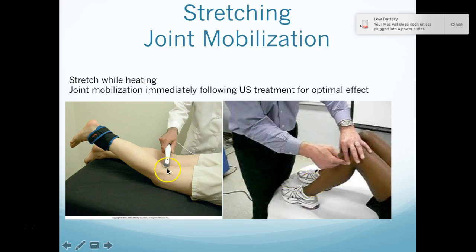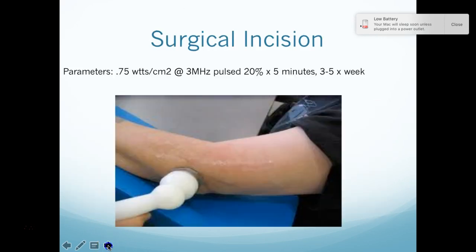So you could easily have somebody doing this, having your assistant or your aide helping you while you were doing the mobs along while they were heating that up too. I've done that a few times, pretty effective. Surgical incisions, those parameters, again, it's lower, it's the more superficial as we talked about, it's pulsed, and you do that for 5 minutes, and they actually do that almost daily if you're going to come in, okay?